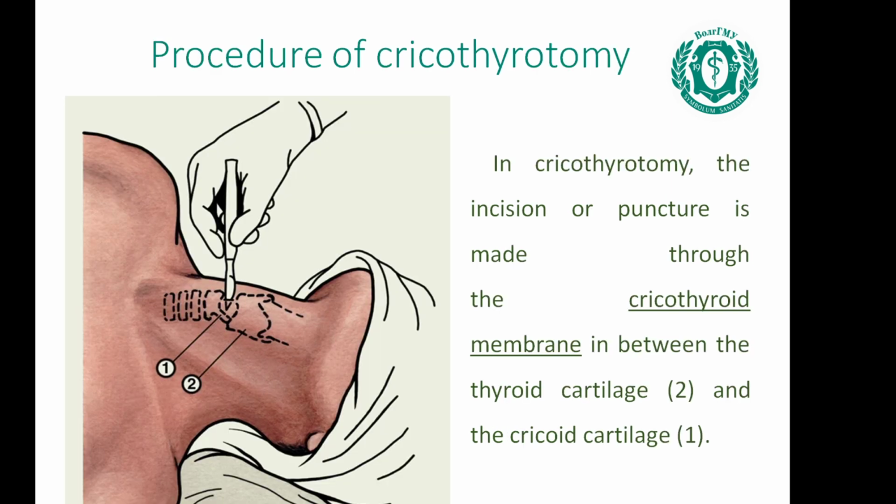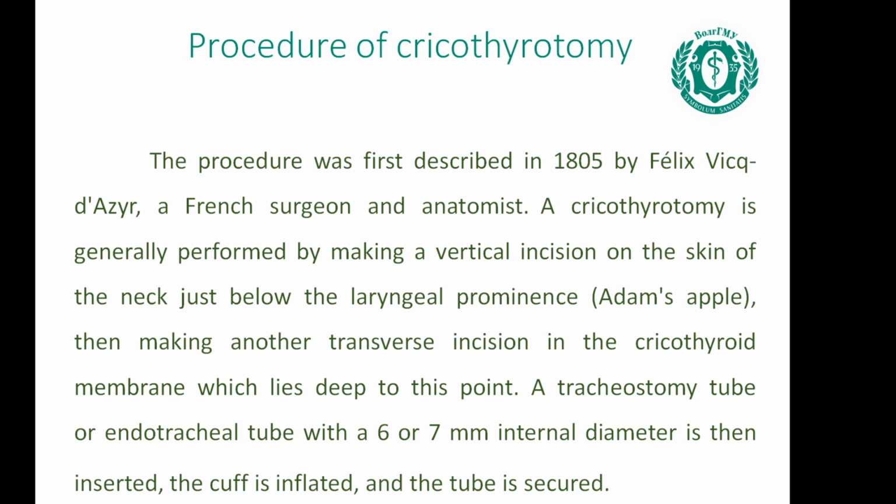Procedure of cricothyrotomy. In cricothyrotomy, the incision or puncture is made through the cricothyroid membrane in between the thyroid cartilage and the cricoid cartilage. This procedure was first described in 1805 by Félix Vicq d'Azyr, a French surgeon and anatomist.